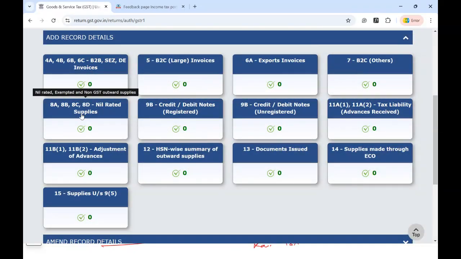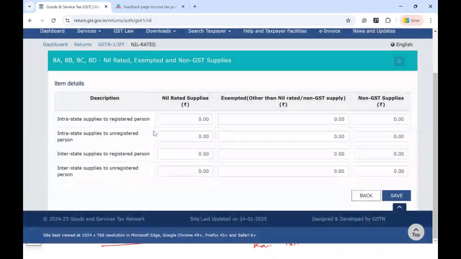After providing this information, there is another table 8A, 8B. If I have made interstate or intrastate supply of nil rated, exempted or non-GST supply, then we are required to report this information in this table. Say, apart from taxable goods, I made supply of alcohol, that is a non-GST supply. We are required to mention that supply in this row, in this column. And if I made certain nil rated supply or exempted supply, then we are required to report in this column. It is bifurcated into intrastate supply to registered person, intrastate supply to unregistered person, interstate registered, and interstate unregistered.